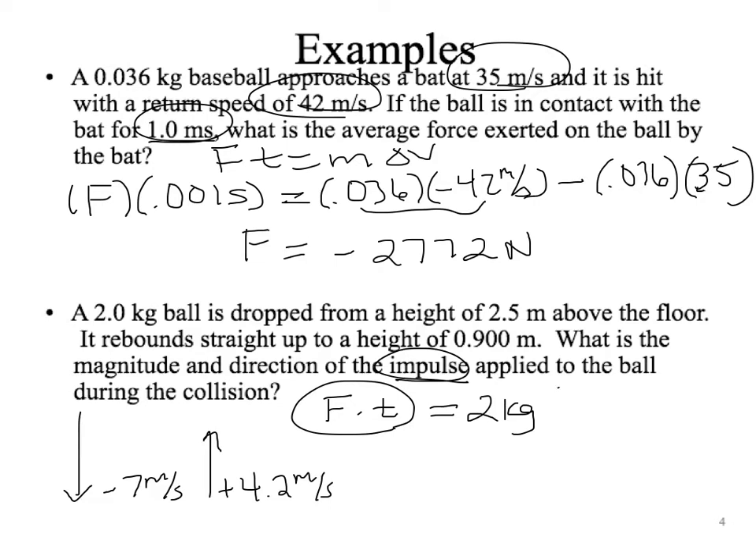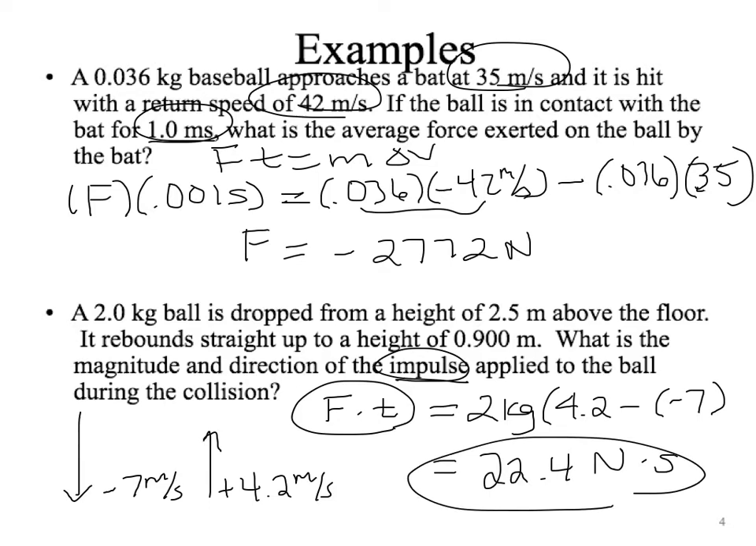Okay, so I'm going to take the mass. My final velocity is a positive 4.2, and my initial velocity is a -7. So I did that a little bit different. So then the impulse is going to be 22.4 Newton seconds. And I should have maybe used kilograms meters per second, but that's the force. Okay, and that is to the ball by the floor. If you wanted to go from the ball to the floor, it'd be a -22.4.